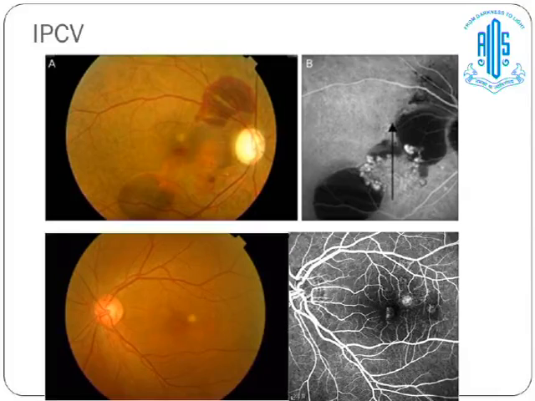This is a case of IPCV. We can see this huge subretinal hemorrhage, with a point of patchy hyperfluorescence. But for proper diagnosis of IPCV, the ICG is required.